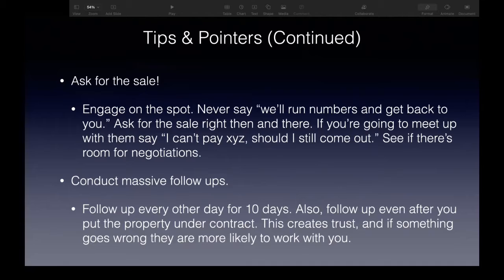Another tip, conduct massive follow-ups. Follow up every other day for 10 days. Follow up even after you put the property under contract. It also creates trust, and if something goes wrong, they're more likely to work with you.